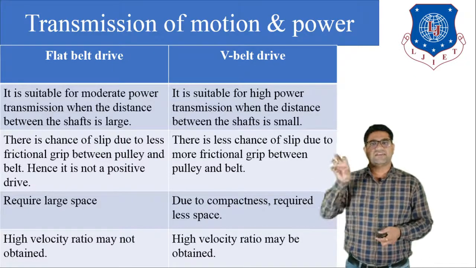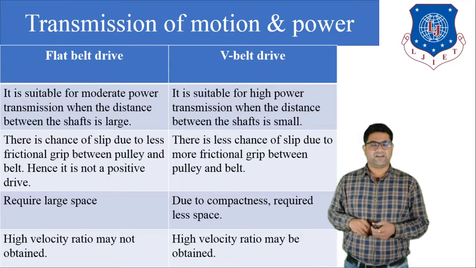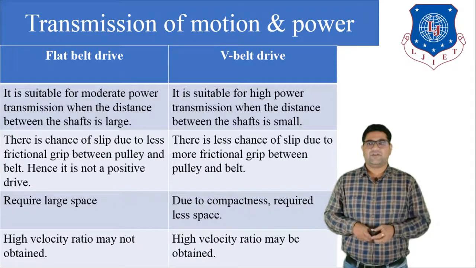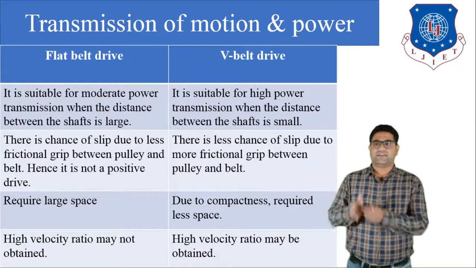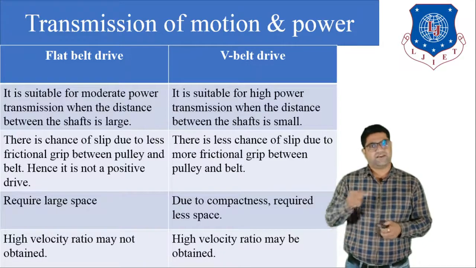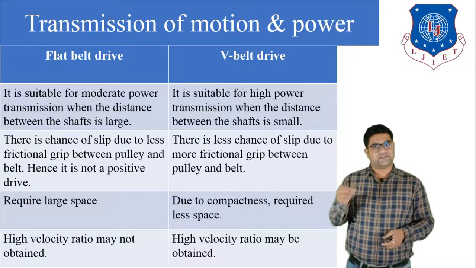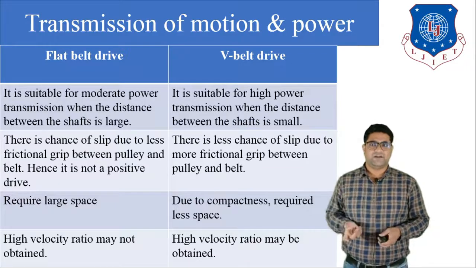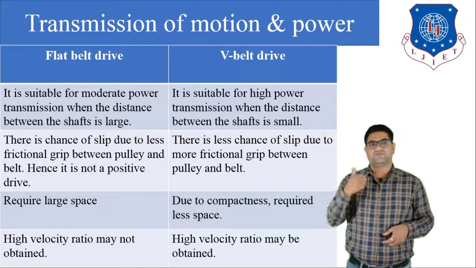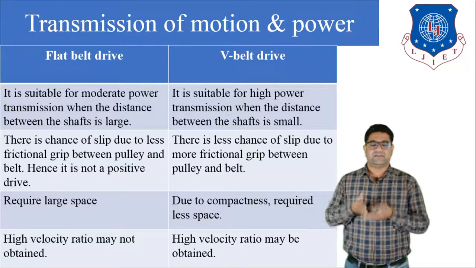So we can say that there is less frictional grip between the belt and the pulley in the case of the flat belt drive. But here the frictional grip will be high. Next, the flat belt requires large space because the cross section of the belt is rectangular, so to engage with the pulley it requires large space. But in the V belt, the cross section is trapezoidal or V section. So due to its compactness, it requires less space.